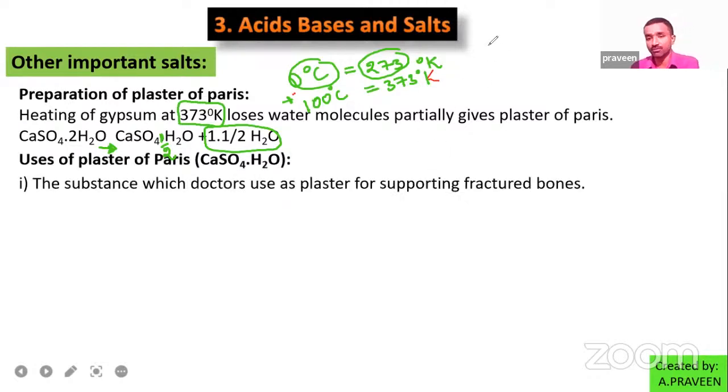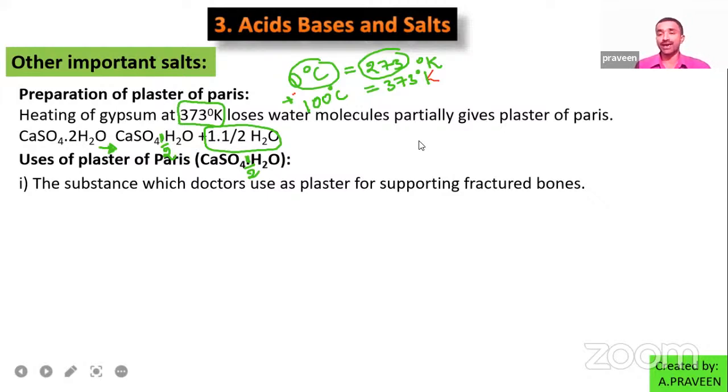So what its formula is here? Its formula is CaSO4 half H2O. CaSO4 half H2O is the formula of plaster of Paris. So here we know the preparation method. On heating of gypsum salt, you are preparing plaster of Paris. Then how we can use this plaster of Paris in our day-to-day life in different sectors.